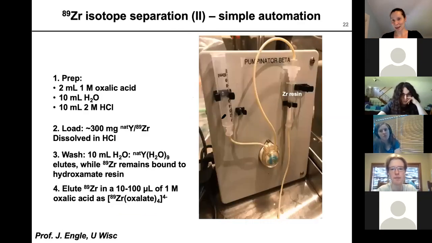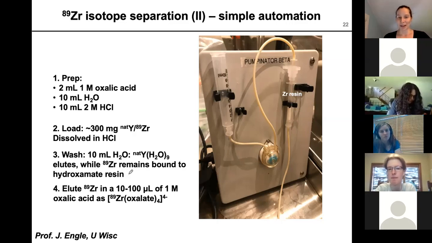This is what it looks like in a semi-automated fashion at Wisconsin. What is done is you load your sample, that's the mixture of your target and your radioactive isotope of interest dissolved in an HCl solution, and you load this onto your resin. The zirconium immediately sticks to those hydroxamates because it has such a high affinity to those functional groups that it will just bind, whereas the yttrium won't care a whole lot. As you wash with water, the yttrium will form an aqua ion that will very easily wash off this column, while the zirconium remains bound very strongly to this hydroxamate resin.